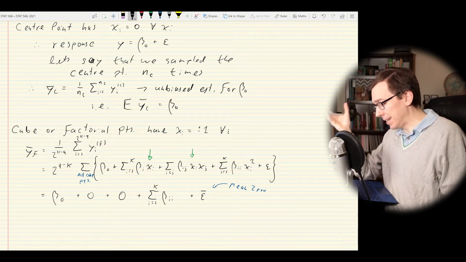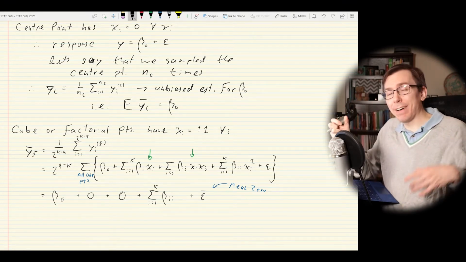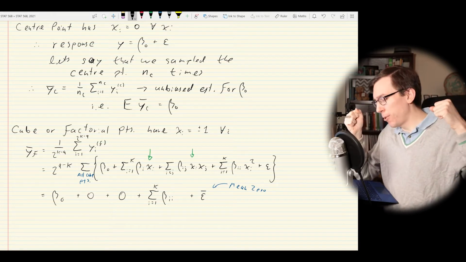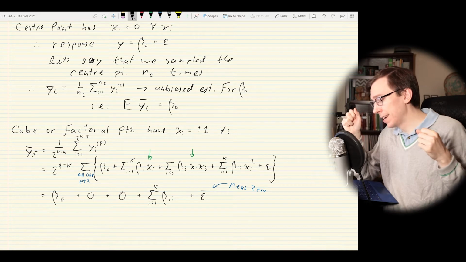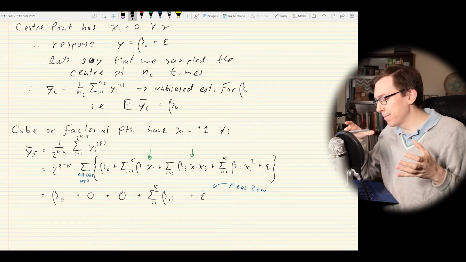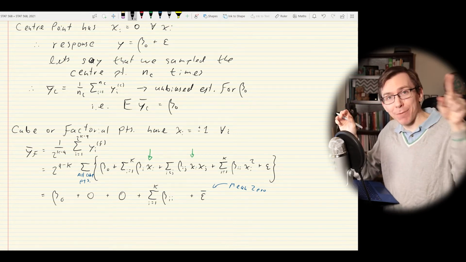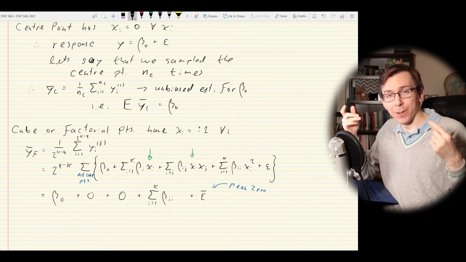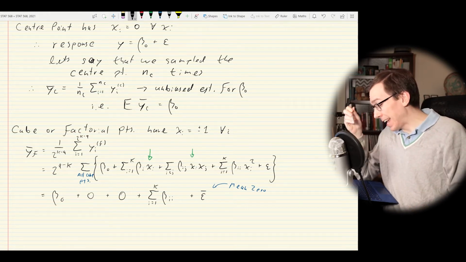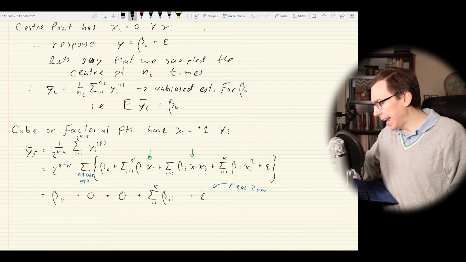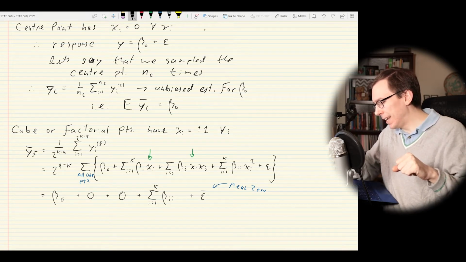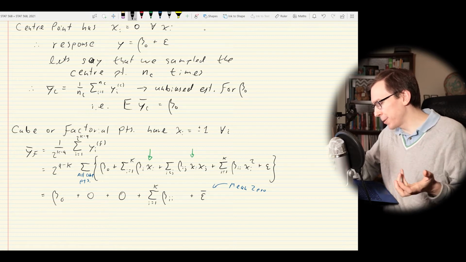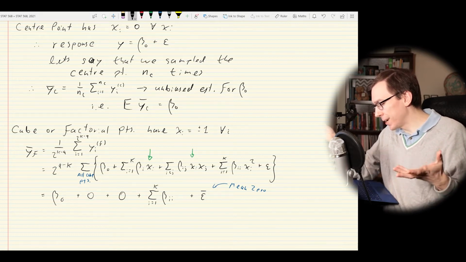Okay, so what happened here? Well, it tells me that if I extract all of the cube points, or the factorial points from my central composite design, and I average them, so I average over all the points on the vertices of the cube that I've included in my design, well, what's the answer? The answer is going to be beta naught, the constant term, plus the sum of all the quadratic terms, plus some noise.